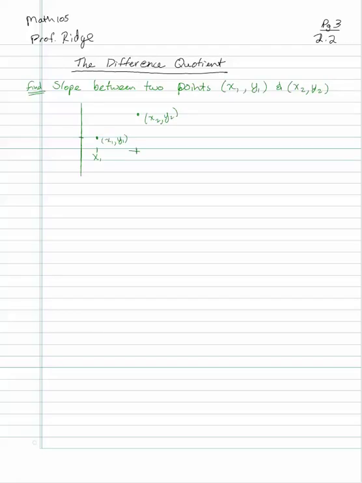If you recall, if you want to find the slope between these 2 points, we're going to do rise over run, which is y2 minus y1. That gets you rise. Run is x2 minus x1. So that's traditionally the way we do it.